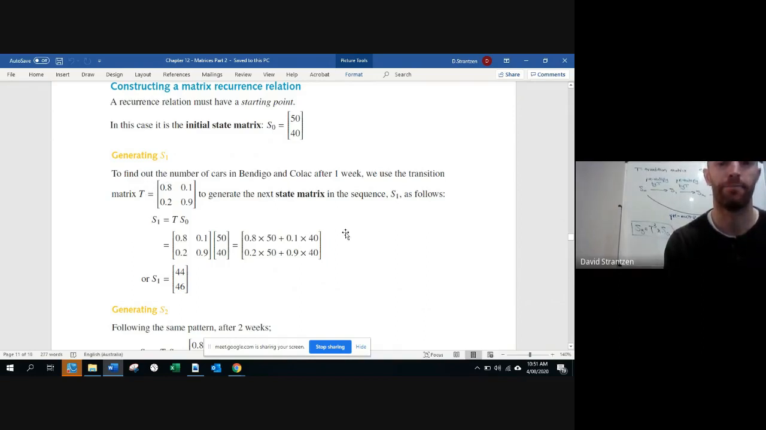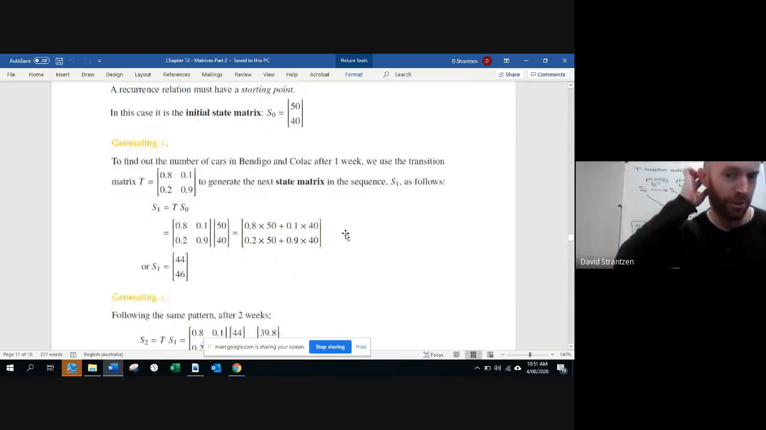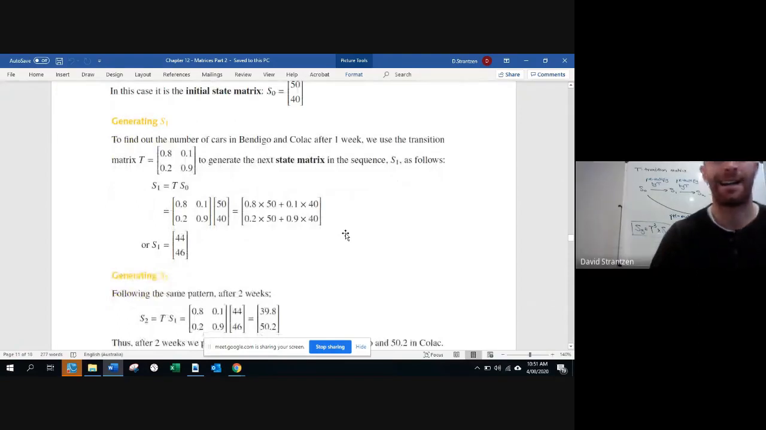So what we can do is generate the number of cars in Bendigo and Colac after 1 week by multiplying our transition matrix by our initial state matrix. So our transition matrix multiplied by our initial state matrix. Here are the calculations. Remember, we split our first matrix up into rows and our second one into columns, and we get these multiplications and additions, and we end up with 44 and 46.